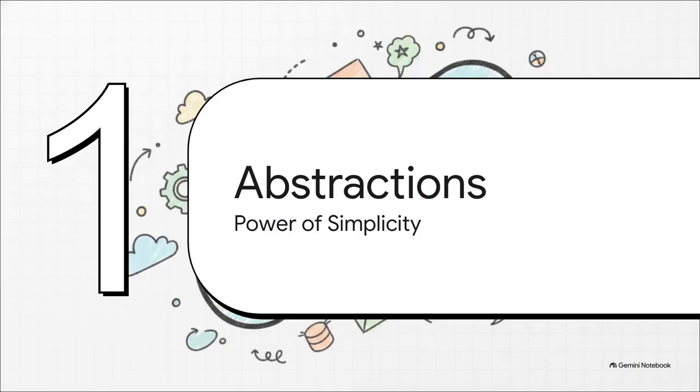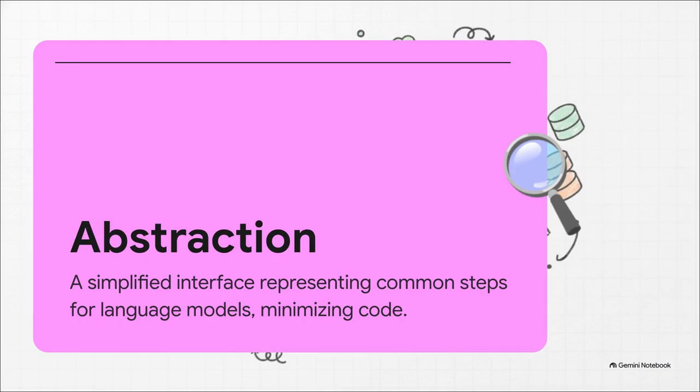Section 2. The power of abstractions. The entire foundation of LangChain comes down to how it streamlines complex programming through something called abstractions. So what is that? An abstraction here is a simplified, generic interface representing the common steps and concepts you need to actually work with language models. Whether you're using a closed-source model like GPT-4 or an open-source model like Llama 2, or honestly, both at the exact same time, LangChain gives you a standard interface.